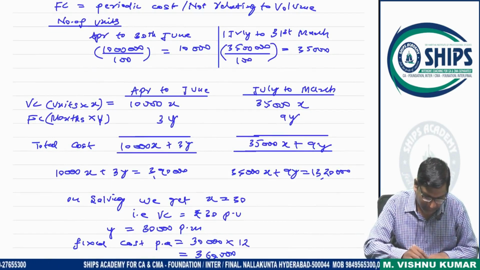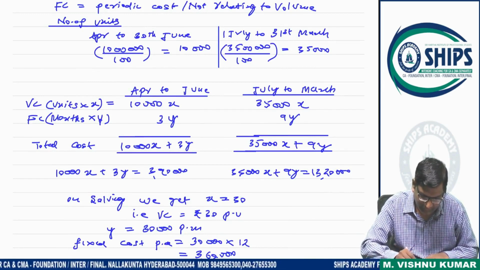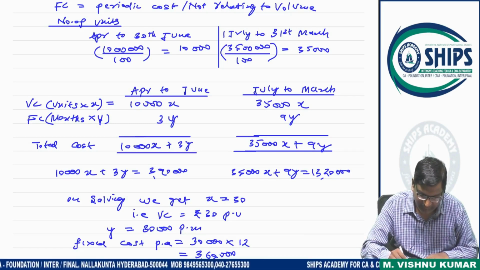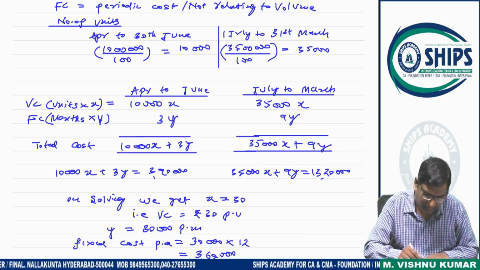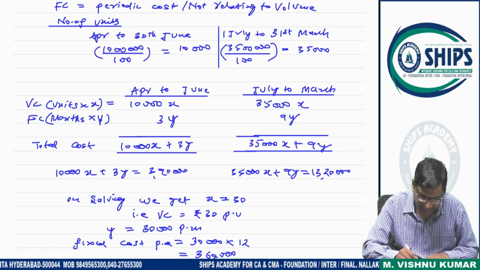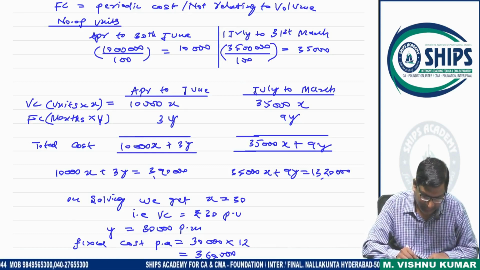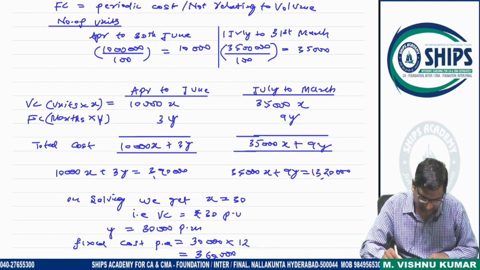Now April to June, your variable cost is 10,000 into X. We are considering variable cost per unit as X. So 10,000 into X. So July to March, 35,000 into X, 35,000 X. Now fixed cost will be considered as Y. So fixed cost is monthly. So 3 months into Y in first, 9 months into Y in second. So total cost will be 10,000 X plus 3Y. Here 35,000 X plus 9Y.